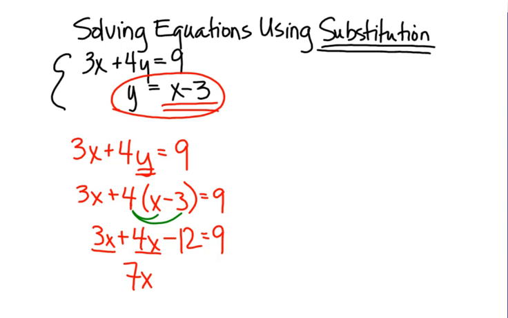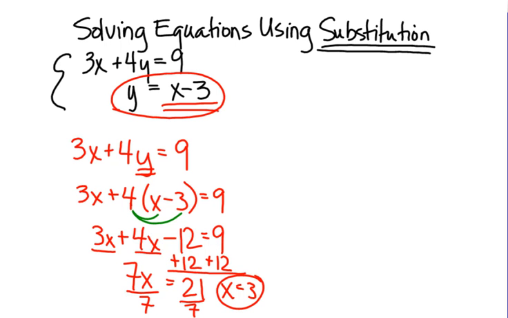Since I have subtraction of 12, I'm going to do the opposite, which is add 12 to both sides, getting us 21. Last step, most of the time in solving equations, is divide. So we will divide both sides by 7, and the first part of our solution is 3. X equals 3.